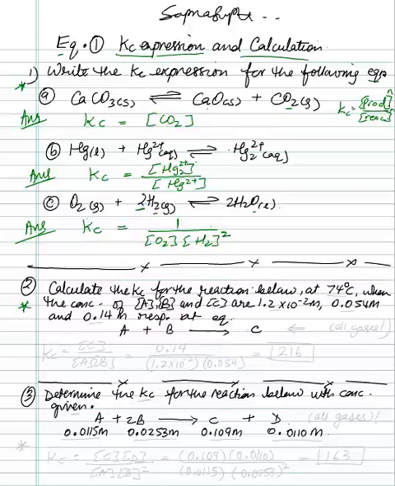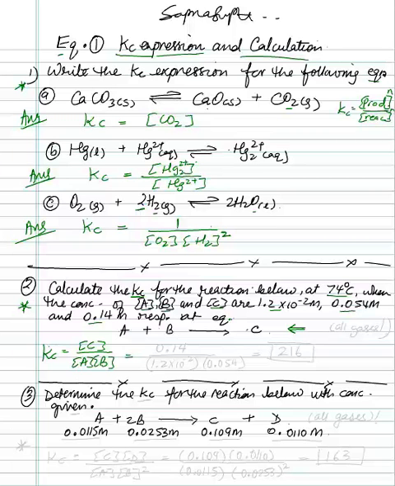Next question. Calculate the Kc for the following reaction at 74 degrees Celsius when the concentrations of A, B, and C are 1.2 times 10 to the negative 2 molar, 0.054 molar and 0.14 molar respectively at equilibrium. The equation is given to us, and remember, you do want the equation because it gives us the mole ratios, and you need the balanced equation to calculate Kc. So our Kc expression is C over A and the concentration of B. There are no coefficients here, so we don't have to raise to any power.